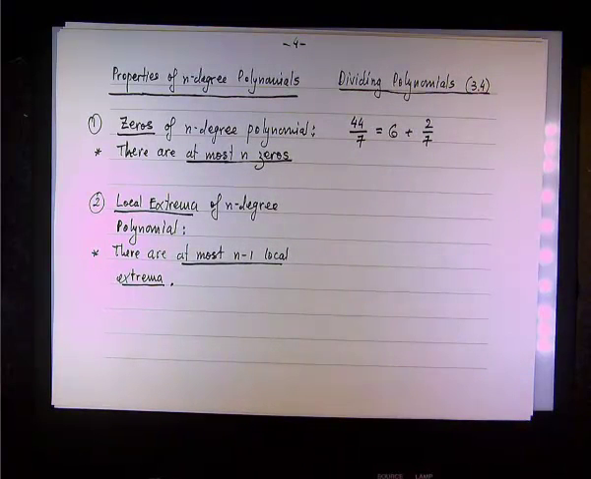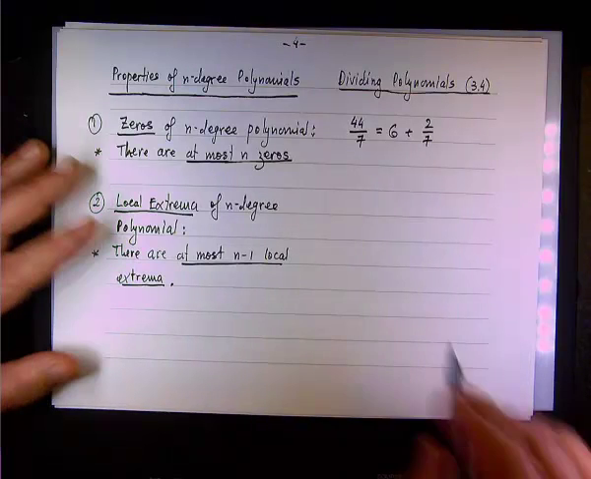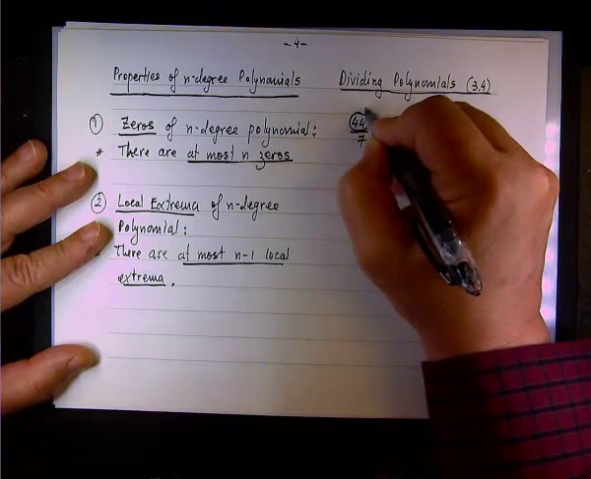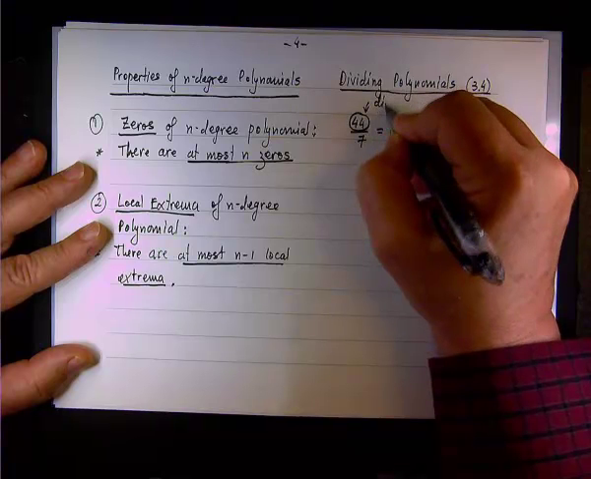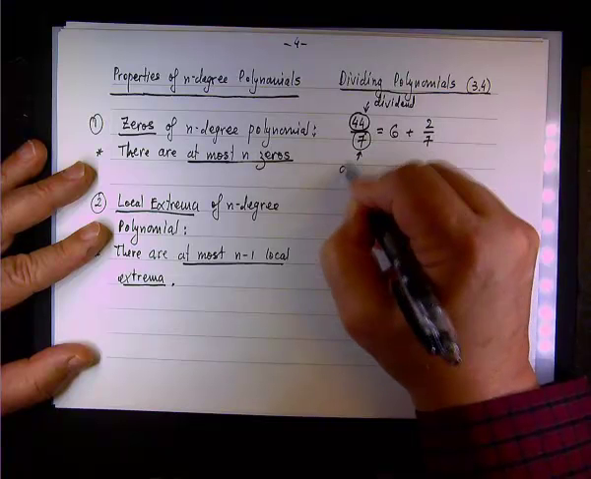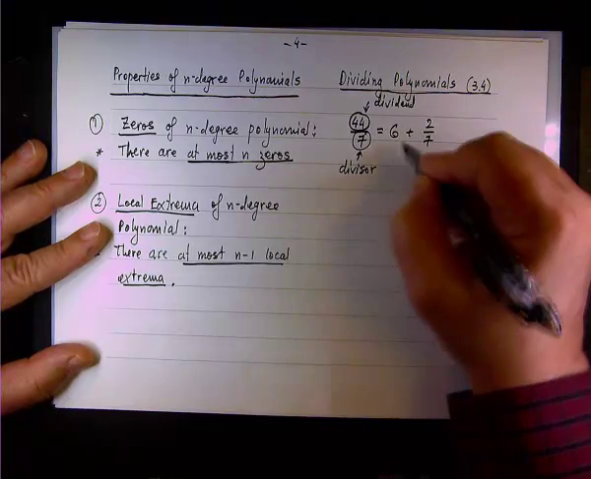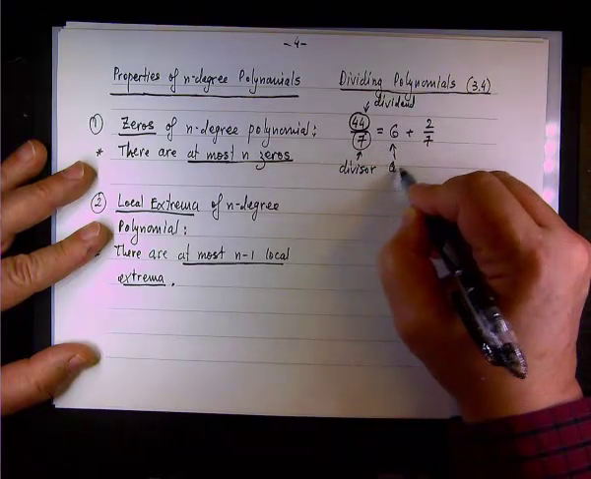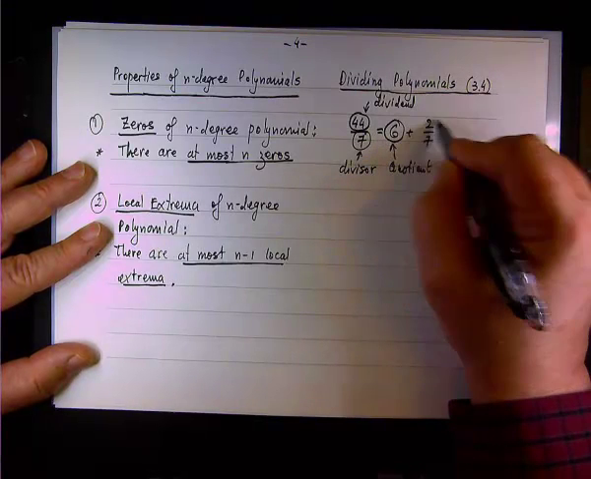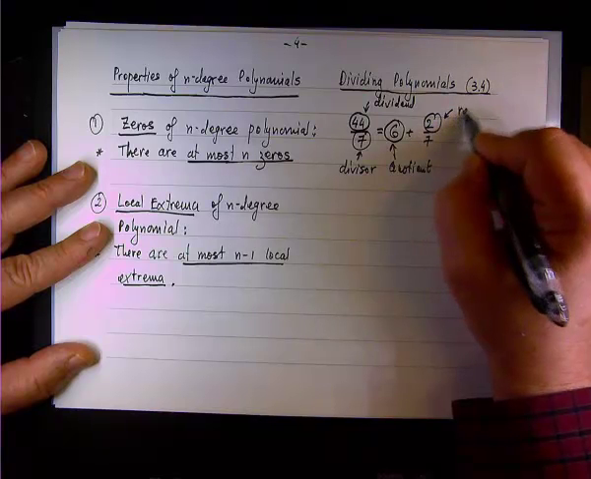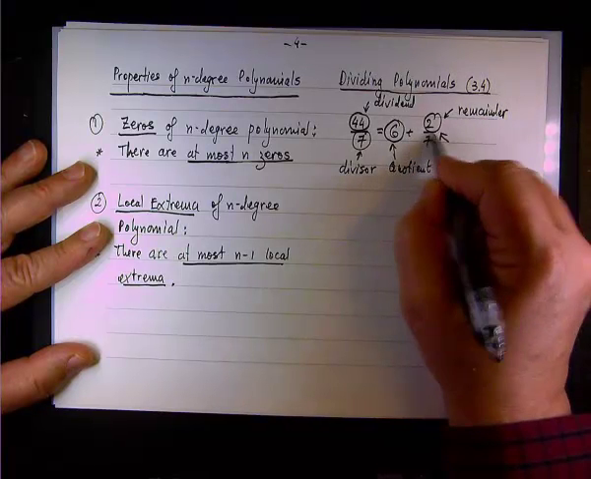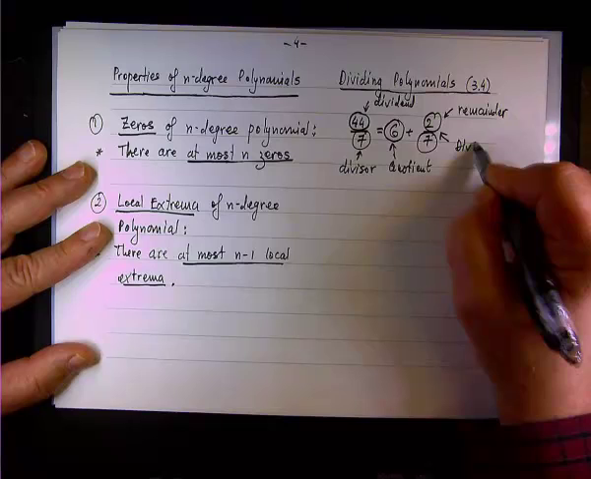Okay? So let's use a little bit of vocabulary here. This number, 44, is the dividend. This number, 7, is the divisor. The result will be the quotient. And here, 6 is the quotient, 2 is the remainder, and 7 is the divisor one more time.